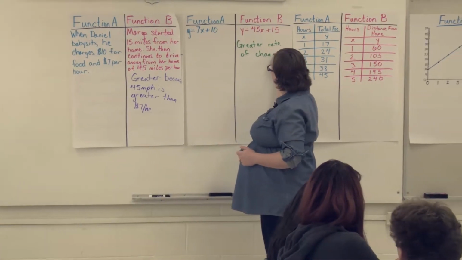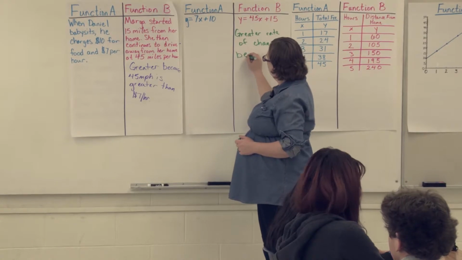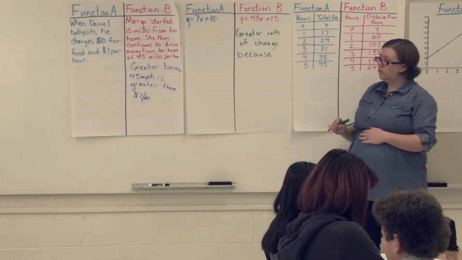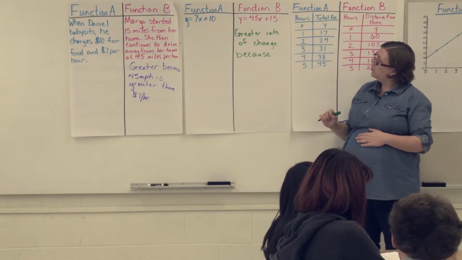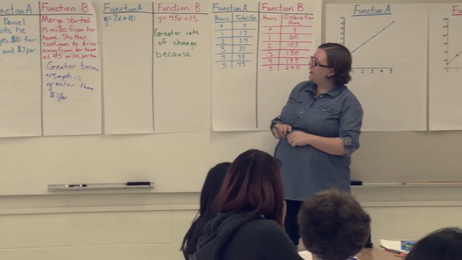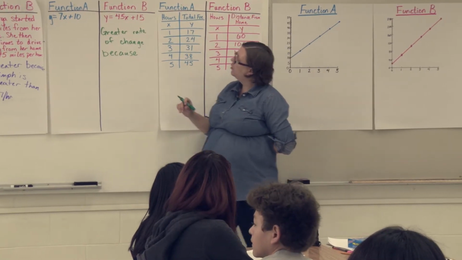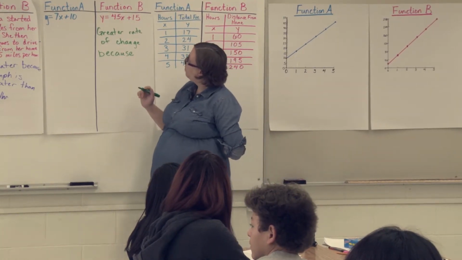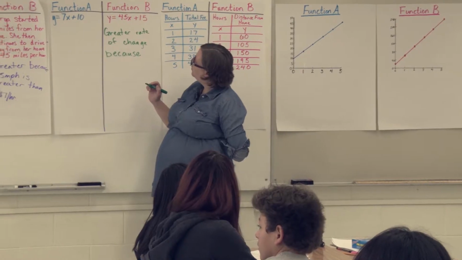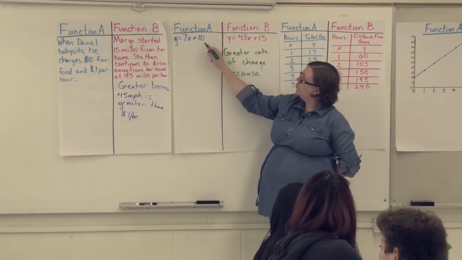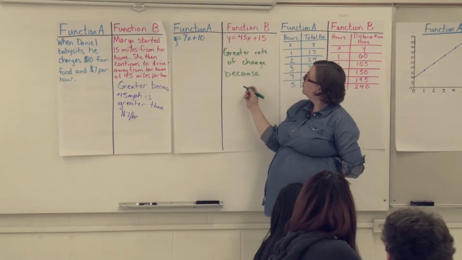Because function B has a 43 difference than function A. Where's that 43? Explain that a little bit farther to me, please. Because if you add up 45 and 15, that equals 60, and if you add 7 and 10, 17, and if you subtract it, it goes into 43.